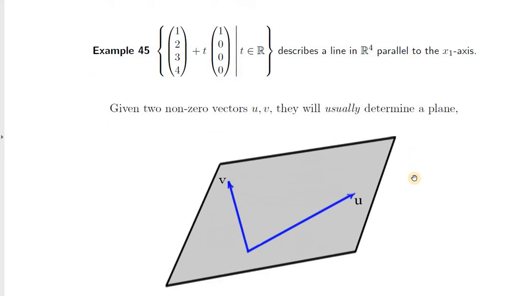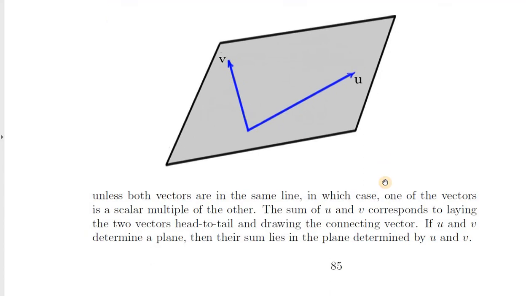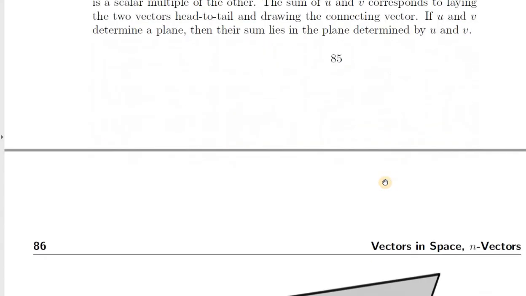So when don't they determine a plane? If the vectors are in the same line, then you're not going to have two different directions and you're not going to have this flat region. Okay, so that's how it works with two vectors.